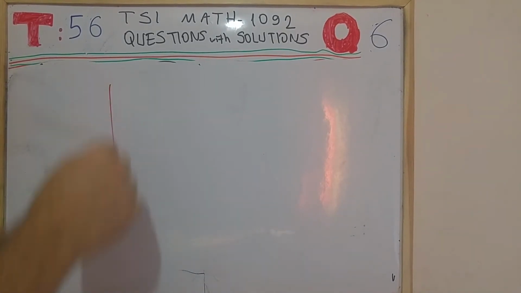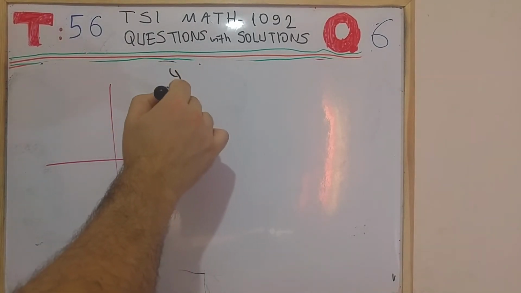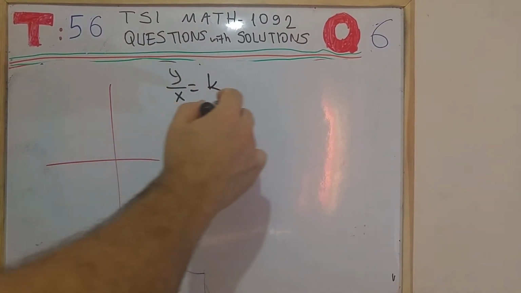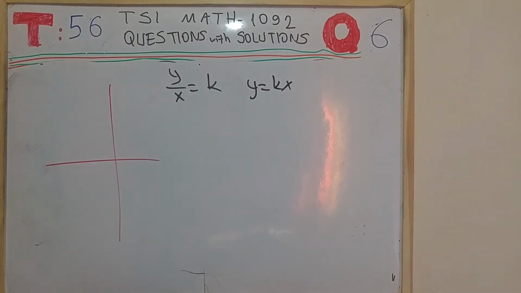A directly proportional graph must have some sort of value of y over x is equal to something constant. Therefore, this should be something like y is equal to kx. And I have this y is equal to x in one of the choices, which would be the right answer.